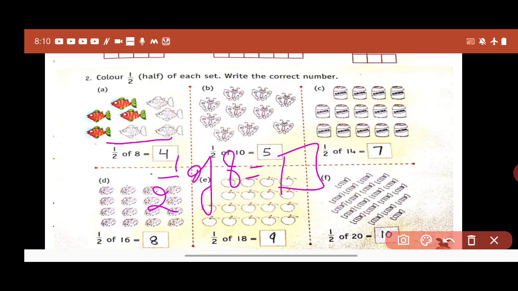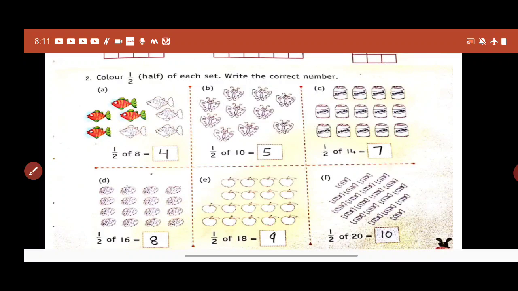8, right? Half of 8 will be, we have to just divide 8 into 2 equal parts. Half of 8 will be 4. That is why 4 fish are colored. Similarly, you have to do the same in the next one.